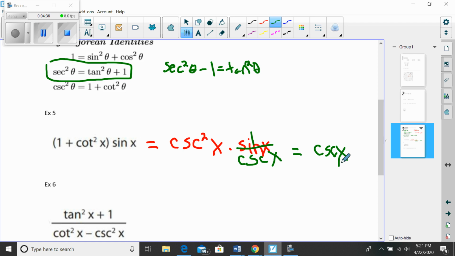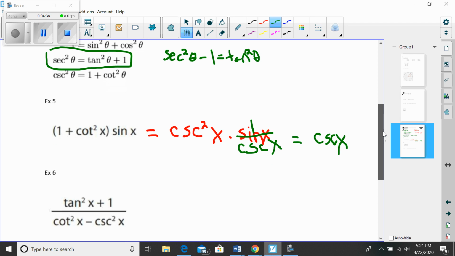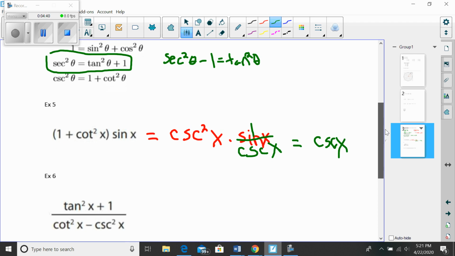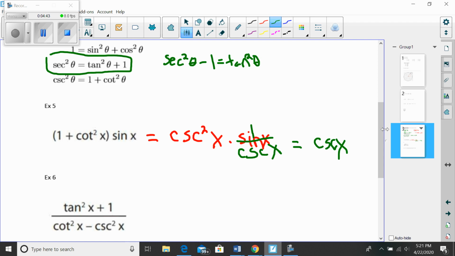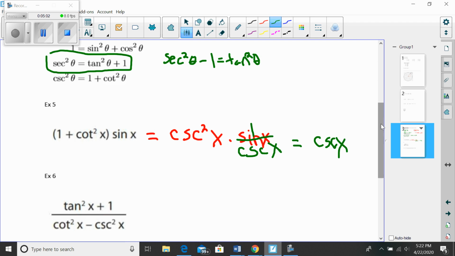All right, so the next one, why don't you pause the video and look at what you might plug in for maybe tangent squared, or you could substitute something in for cotangent squared or for cosecant squared if you want. You're going to see that on a lot of these problems. There's multiple ways to do the same problem. So pause the video and give this one a try.